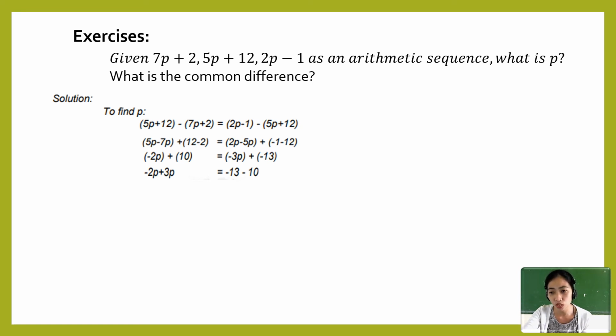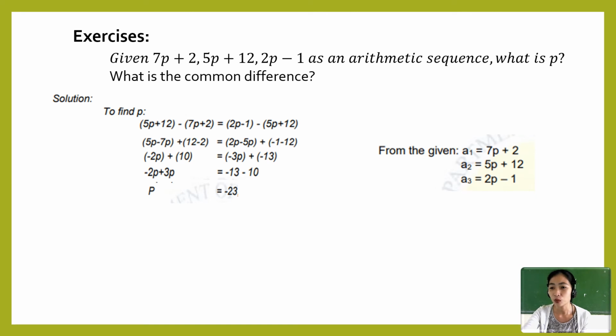So we transpose negative 3p from the right side to the left side, and the sign changes. So we have negative 2p plus 3p. On the other side, we have negative 13, and the 10 is transposed, so it becomes minus 10. Combining negative 2p plus 3p, we will have p. Then negative 13 minus 10 is negative 23. Therefore, the value of p is negative 23.